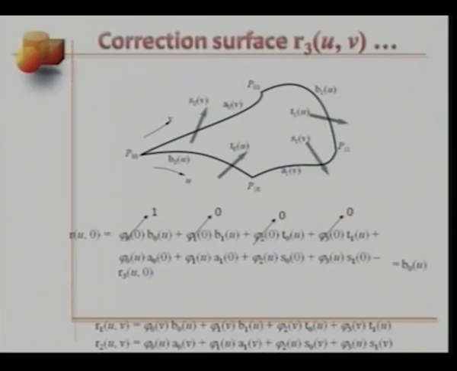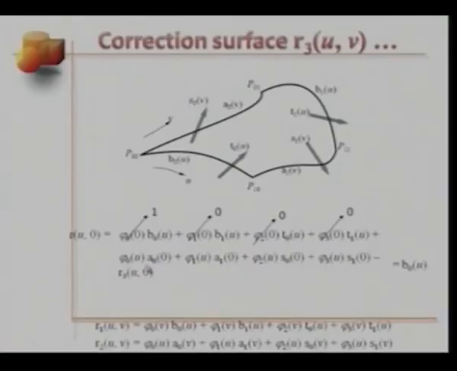What's next? Look at a 0 of 0. Here on this curve, for v equals 0, we have point p 0, 0. How about a 1, 0? We are on this curve here. For v equals 0, we are standing on p1, 0. How about s0 of 0 and s1 of 0?